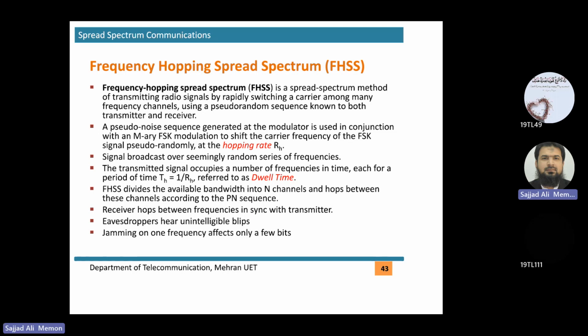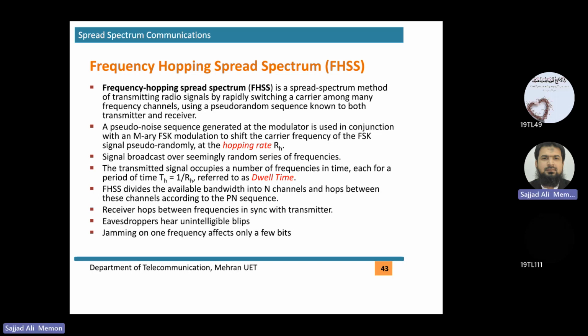Then we have this frequency hopping spread spectrum. As the name suggests here, we transmit data using different frequencies. Frequency hopping means some bits or some portion of a bit will be transmitted on different frequencies.